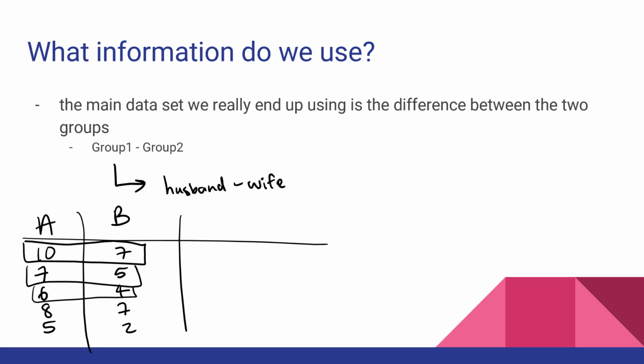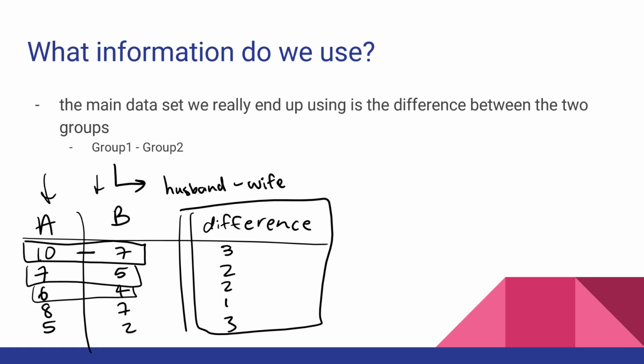What we're going to be using is neither of these columns. We're going to be using a third column with the difference between each pair. For the first row, we would do 10 minus 7 and we would get 3. Doing the same for each of these, we would get our difference column. And this is the final data set that we get all of our important information from.